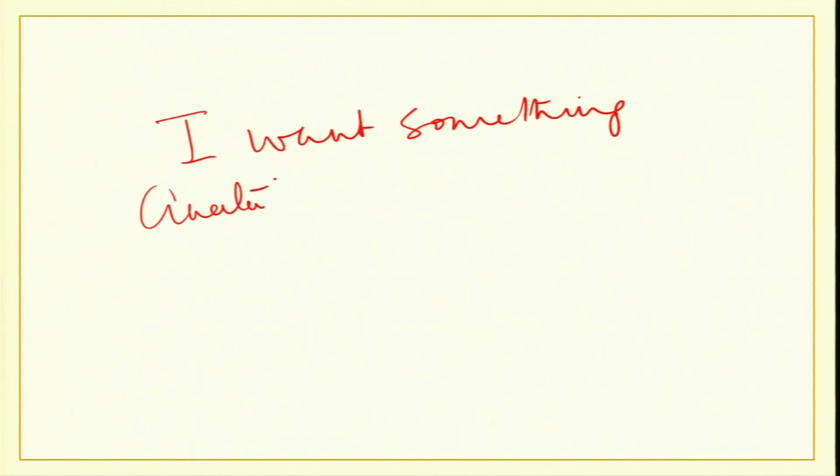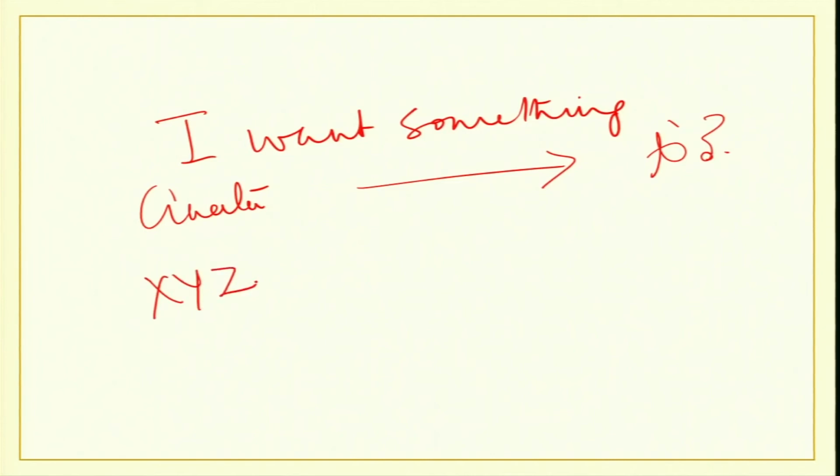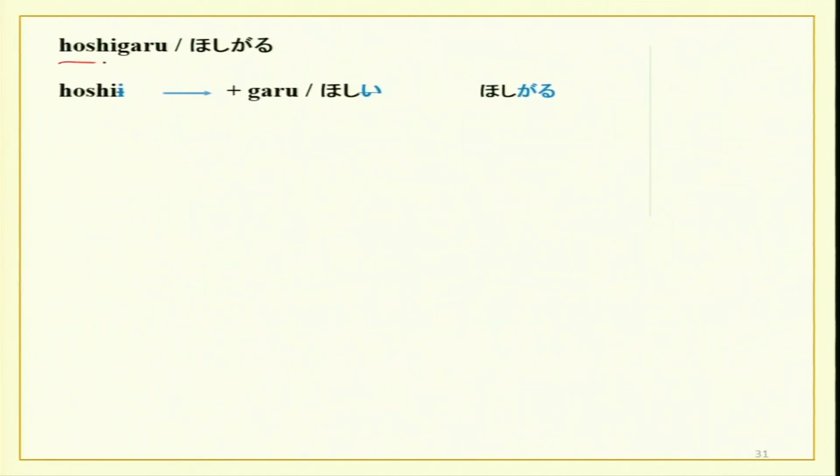So, I want something, or anata want something with a question. So, you have to ask a question. Now, if a third person X, Y, Z wants something and it is a statement, what are you going to say? The word is Hoshigaru. Remove the i from Hoshi and put this garu over there. It means third person who is not present over here wants something or has wanted this for a long time.